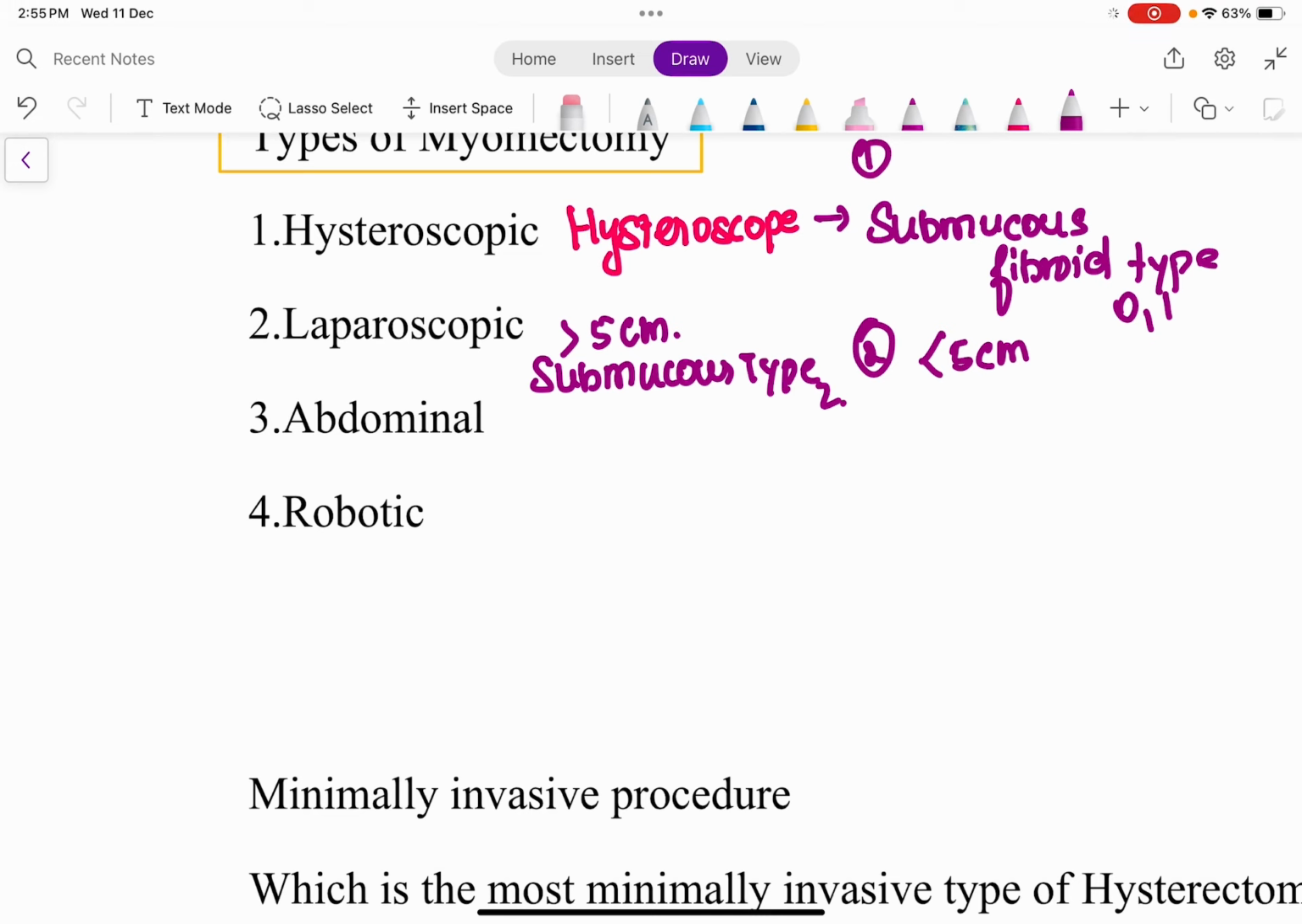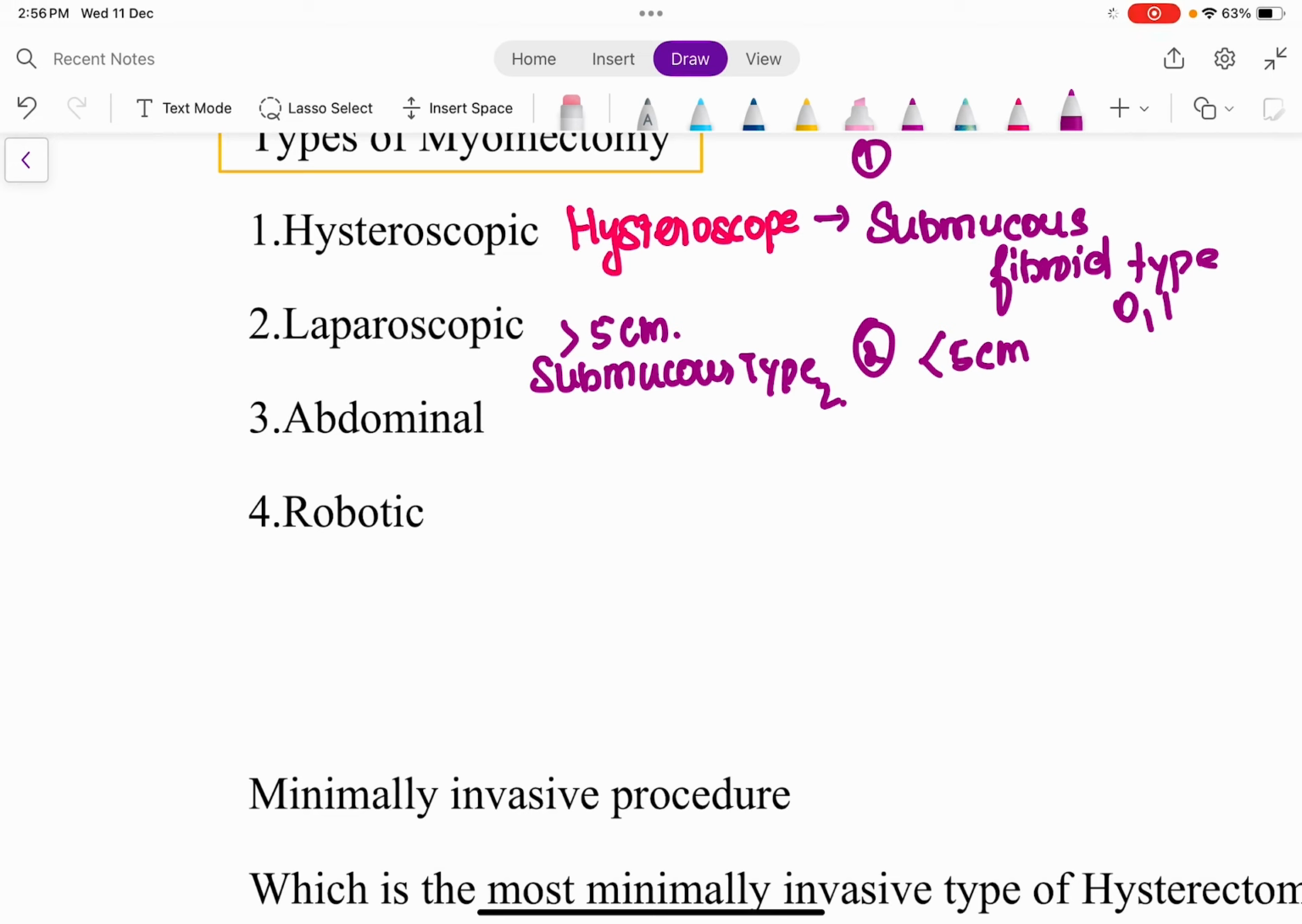As we all know, the laparoscope is also a magnifying instrument which is inserted through various ports in the abdominal wall of the patient. Through one port you insert the laparoscope, and through another port in the abdominal wall you introduce the surgical instrument with which you are going to remove the fibroid. So that is the laparoscopic myomectomy.